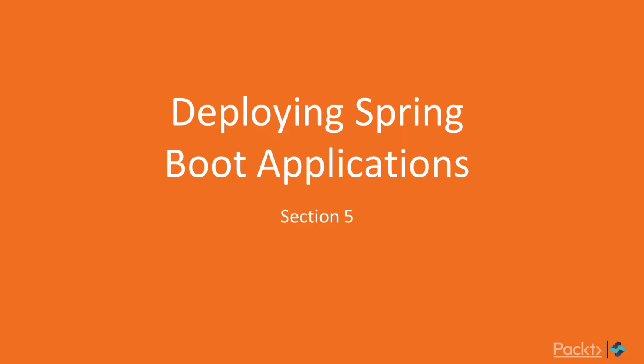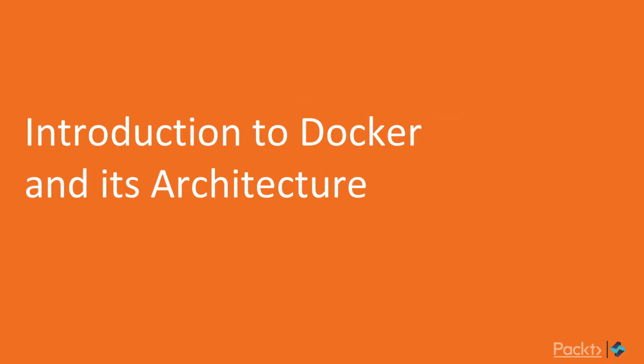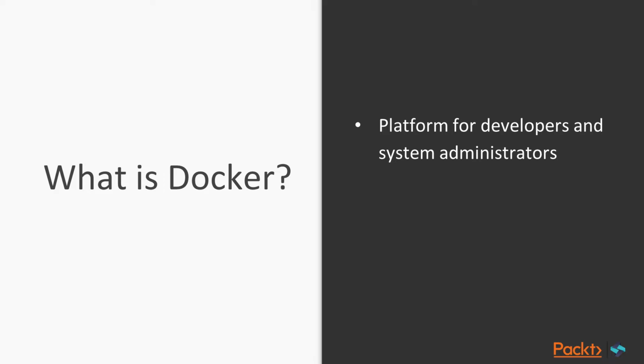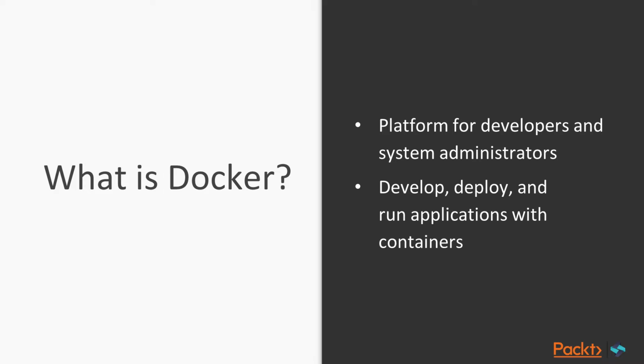This video is part 1 of section 5, deploying Spring Boot applications. We will be deploying our Spring Boot applications on a container, that is Docker. So first let's understand what is Docker and its architecture. Now basically Docker is nothing but a platform where all the developers and system administrators are able to develop, deploy, and run applications with containers. Don't worry, hold on to the terminology containers, we will be covering it in the upcoming slides.